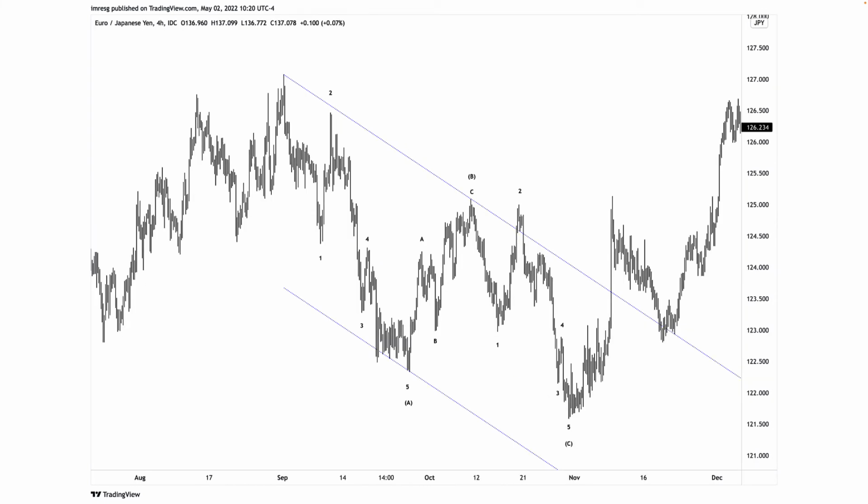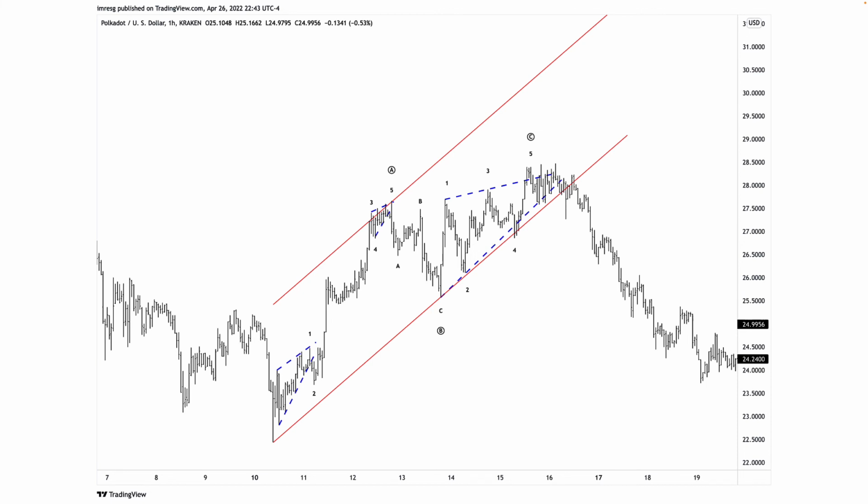Here we have a zigzag in the euro-yen currency pair, 4-hour chart, 4-hour time frame. So again, 5-wave impulse for wave A, 3-wave zigzag for wave B, and then a 5-wave impulse for wave C. And again, we have our corrective trend channel. Notice what happens after we bust out of that corrective trend channel, we get the large reversal.